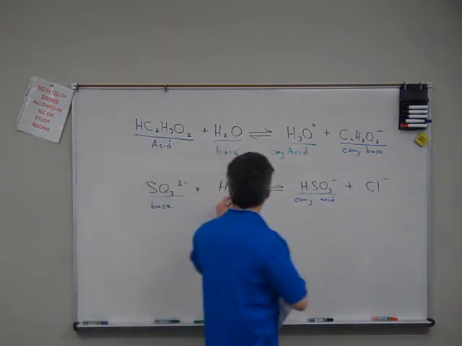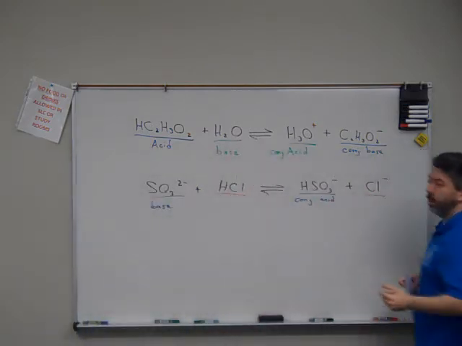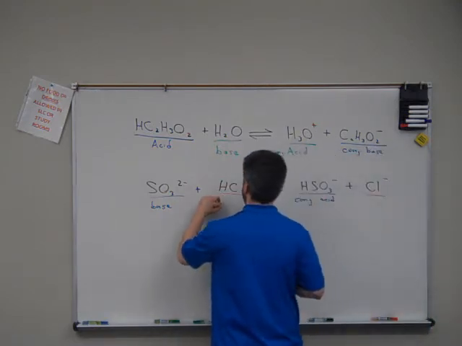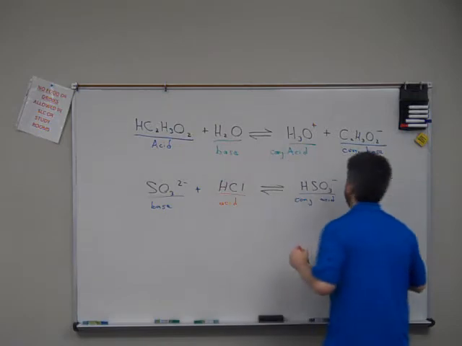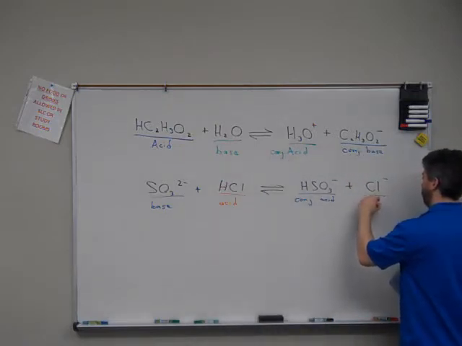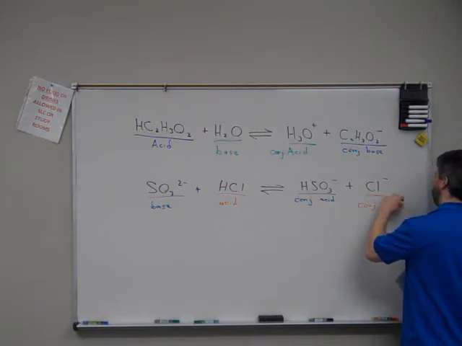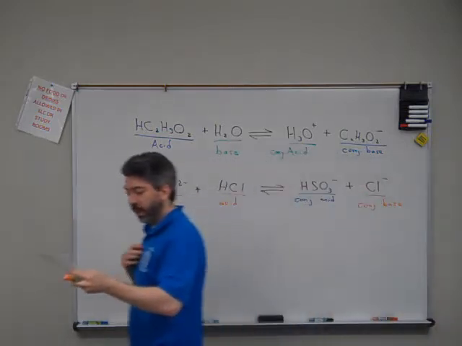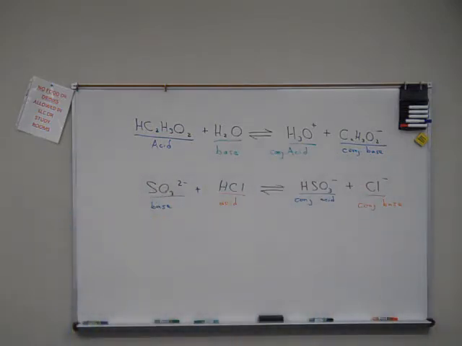What about the other two here, HCl and Cl minus? Which one is the acid? HCl is my acid because it has the extra H, and this is the conjugate base. Does that make sense? That's easier, right? Go ahead and do the next three, and I'll check them in just a minute, okay? Go ahead and work those out.